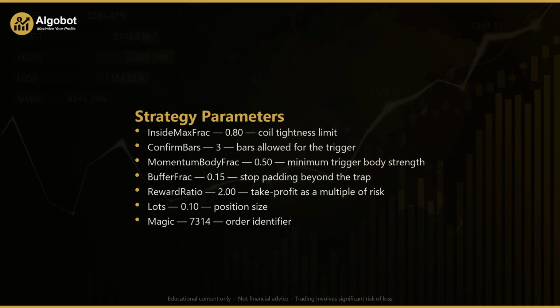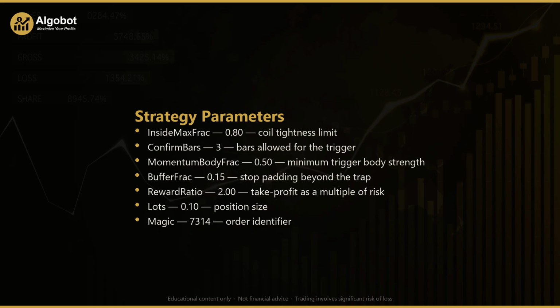Let's go through the settings you can adjust. The first is InsideMaxFrac, defaulting to 0.80. This controls how tight the inside bar must be, measured as a fraction of the mother bar's range. A lower value demands a tighter coil and produces fewer but cleaner setups, while a higher value is more permissive.